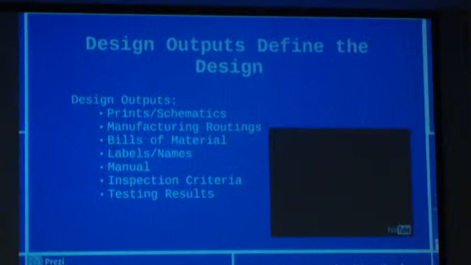Okay? Some things you wouldn't think about. Labels, your manual, any kind of trademarks that you would have. These are parts of your design that define what the product is. And then your inspection criteria, so that's how you're going to check the part when you're done, and your testing results. So all these things define the product that you're making or the project that you're making. So those are really the core of your design.